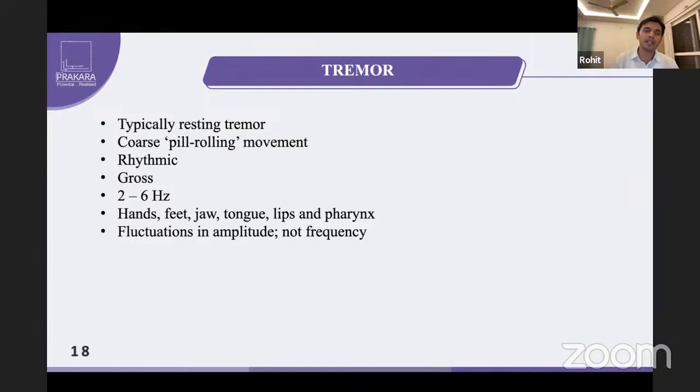Sometimes there can be fluctuations in amplitude, but not frequency. And another typical feature in these patients is that the tremor, because it's an involuntary movement, is absent when the patient is asleep. So only when the patient is awake do you see these tremors.